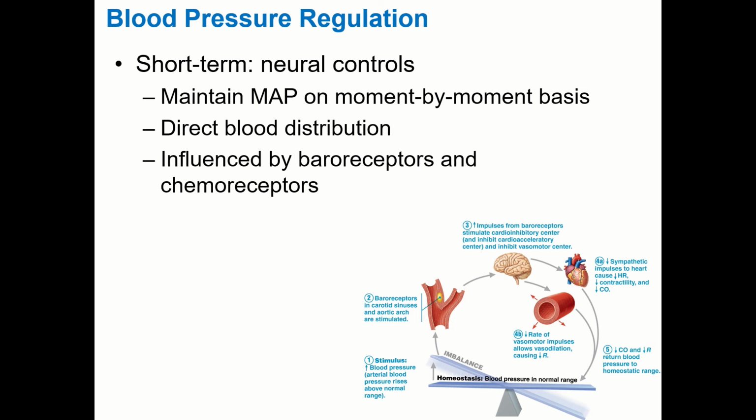So in the short term, we can regulate blood pressure through neural control, so through the brain. As you can see here, we maintain our mean arterial pressure on a minute-by-minute basis, so it constantly needs adjustment, especially if we are changing what it is that we're doing. So we can use neural controls primarily to direct blood distribution. I've mentioned a couple times the fight or flight response, which causes systemic vasoconstriction.